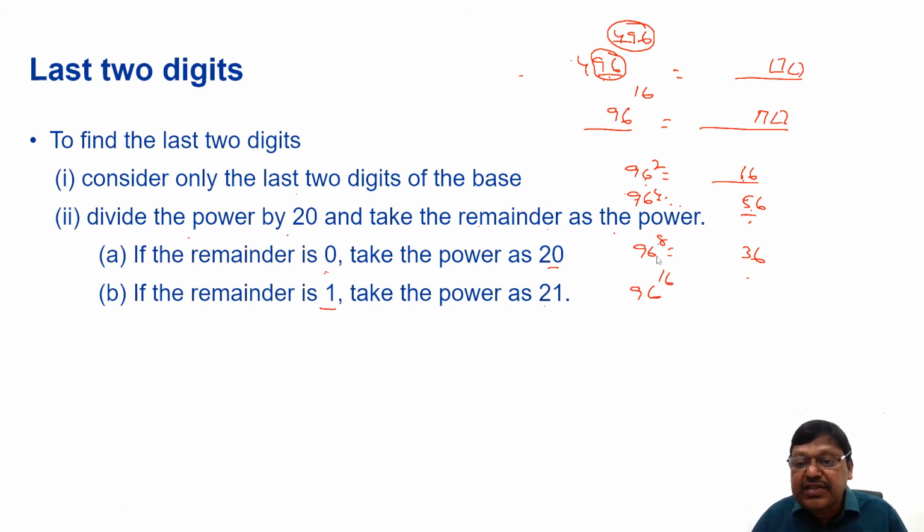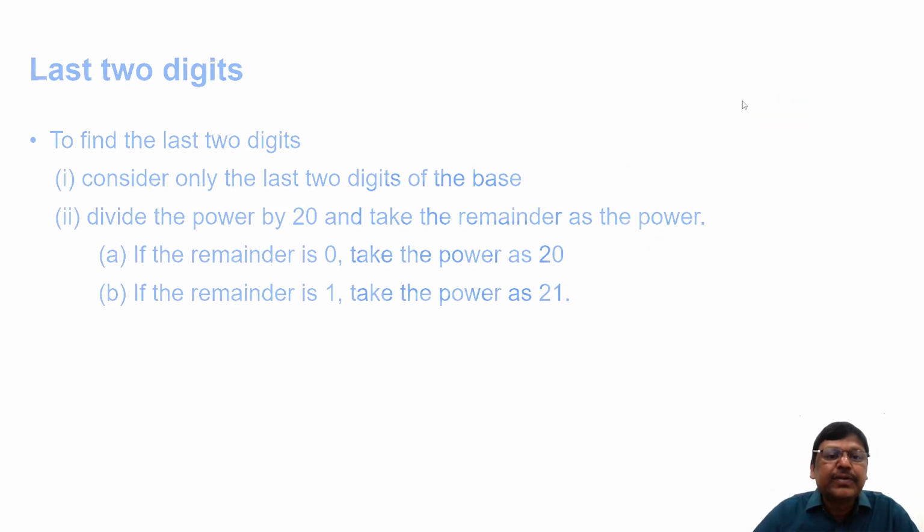96 power 16 means 96 power 8 whole square. 36 whole square, what will be the last two places? 36 is how much less than 50? 14. 14 square is 196, so 96. So 96 power 16's last two places are 96. Right? So like this we can always answer the questions. Let me take up one more example.